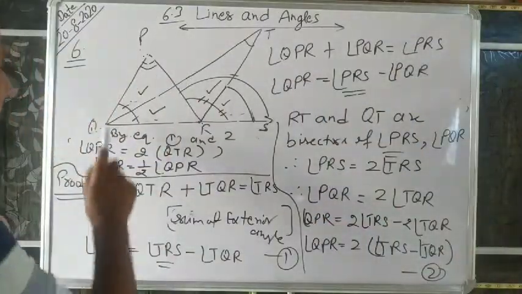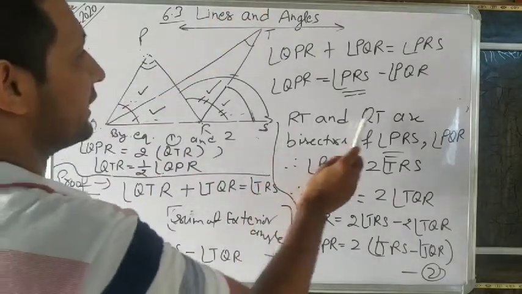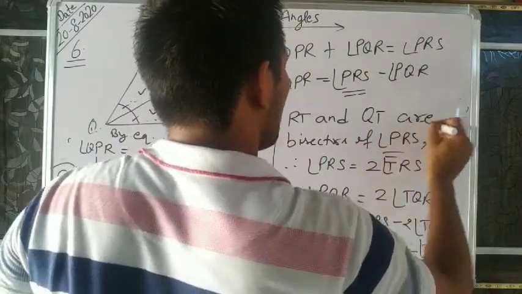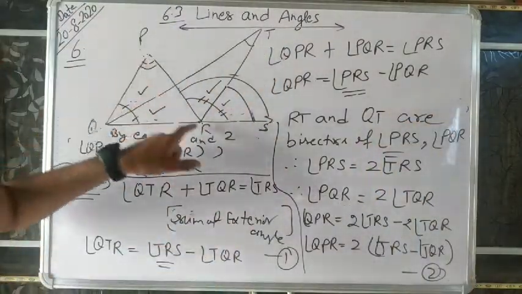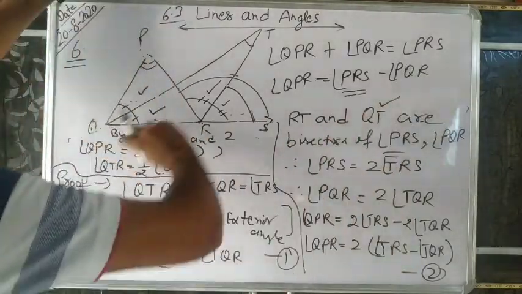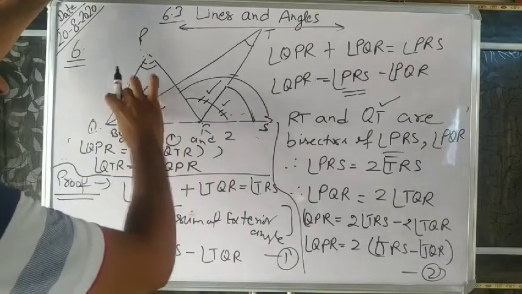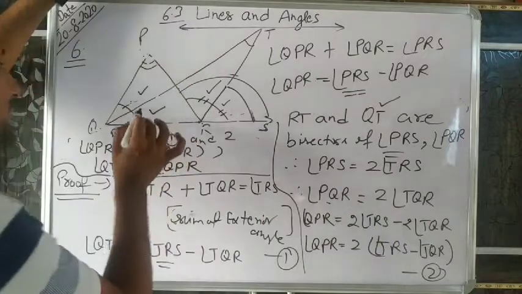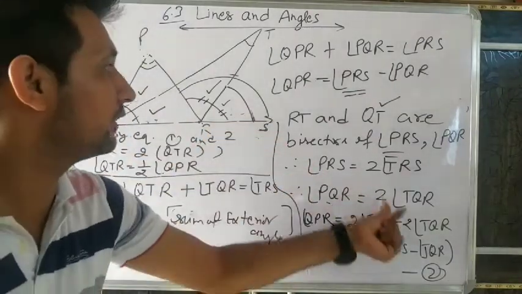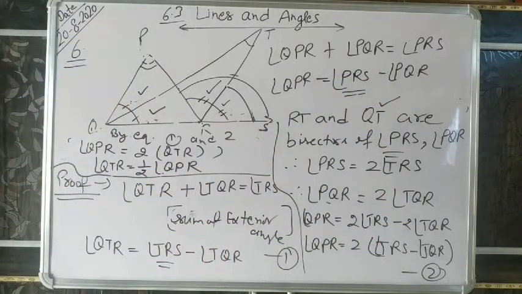If QT is the bisector and RT is the bisector, of PQR and PRS, then this angle is equal to this one. It means PQR is 2 times TQR. Similarly, since it is a bisector, PRS is 2 times TRS. Put these in using equations 1 and 2, and it is our answer. Do you understand it?